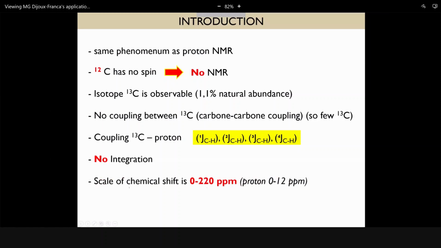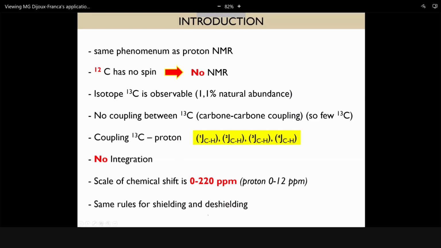And as I said, as it's carbon-13, the range of frequency of resonance will be different from that for the proton. Remember, for the proton, we have a scale from 0 to 12 ppm approximately. But in carbon-13, we go from 0 to 220 ppm. So the scale is broader.